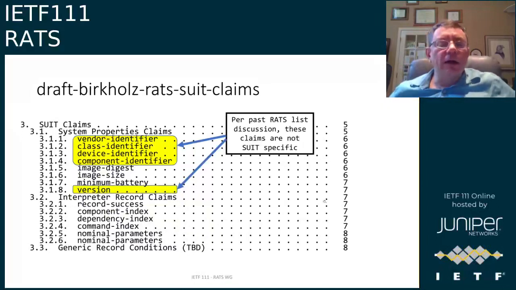I'm not going to comment on 5, 6, or 7, but the 5 that are highlighted in yellow are the ones that TEEP is currently referencing this document for, as the only document that tried to take a cut, and TEEP said, yep, that would work. But based on the past RATS list discussion, none of these are actually TEEP specific or arguably even SUIT specific. In the system properties claims, the ones in yellow there.